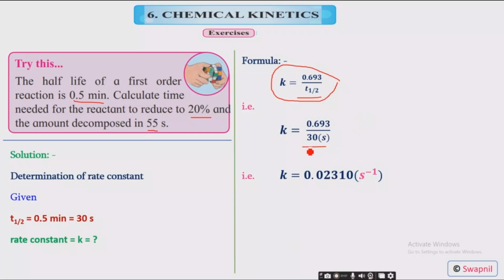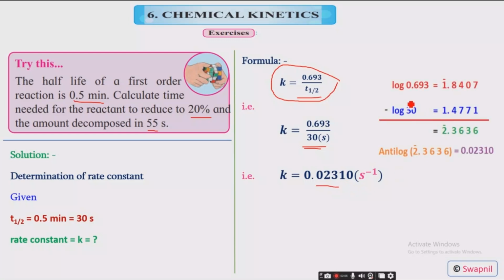That is, K is equal to 0.02310. By simplifying, we get K is equal to 0.02310 per second. So here is the log. We know that log of 0.693 is equal to bar 1.8407. Here there is a division, so we have to subtract log of 30. Log of 30 is equal to 1.4771, and by subtracting this value we get bar 2.3636. Now antilog of bar 2.3636 is 0.02310. So this is the rate constant for the given first order reaction.